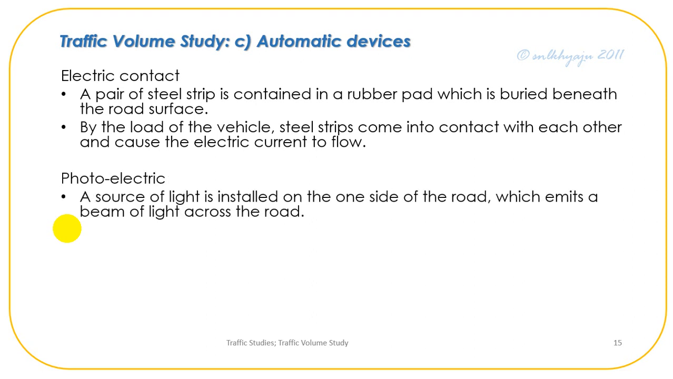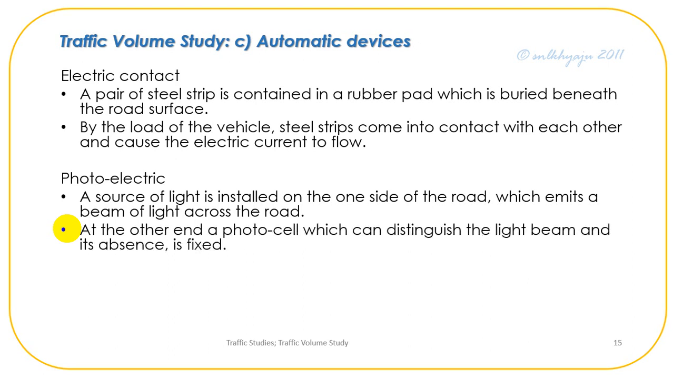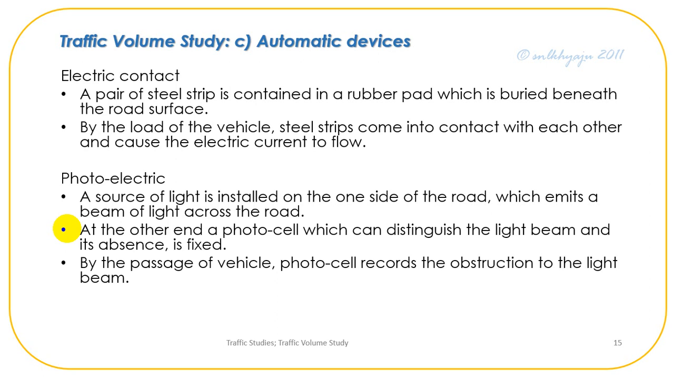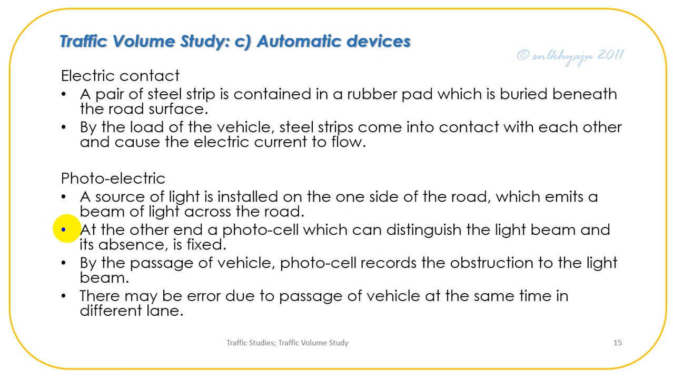Photoelectric method. A source of light is installed on one side of the road which emits a beam of light across the road. At the other end, a photocell which can distinguish the light beam and its absence is fixed. By the passage of a vehicle, the photocell records the obstruction to the light beam. There may be error due to passage of vehicles at the same time in different lanes.